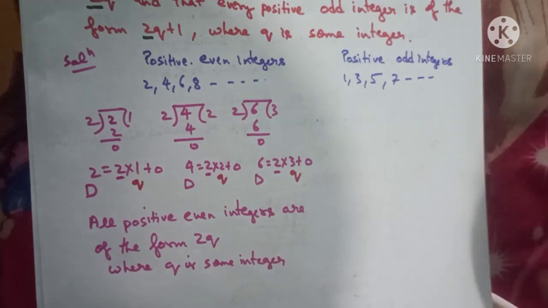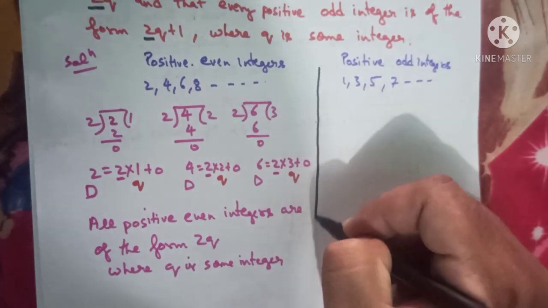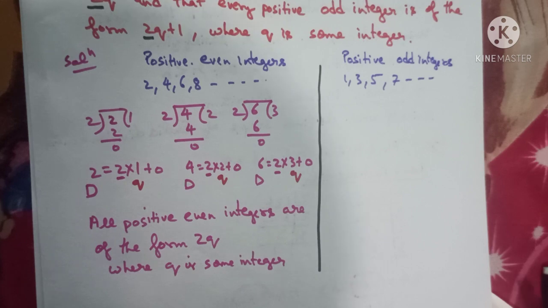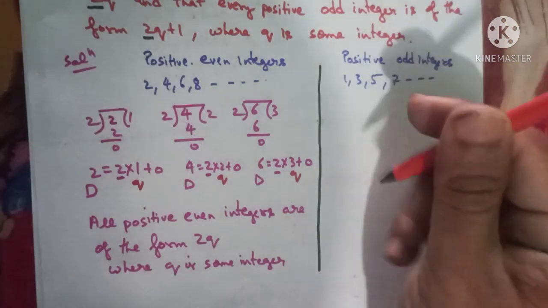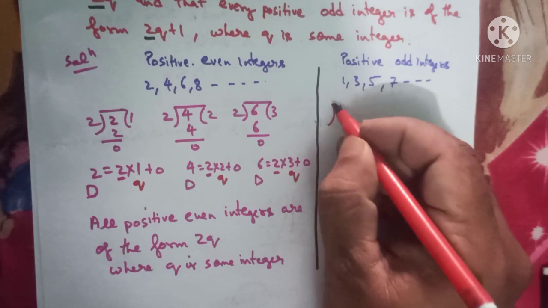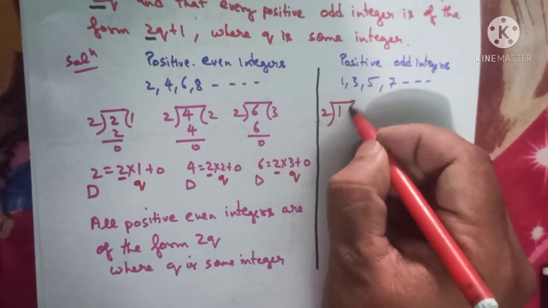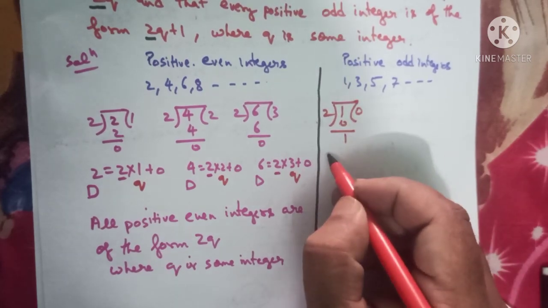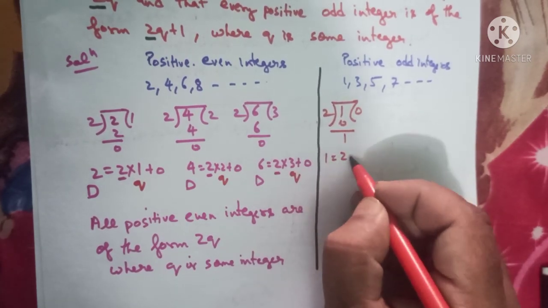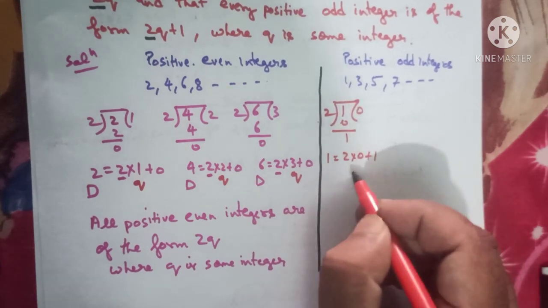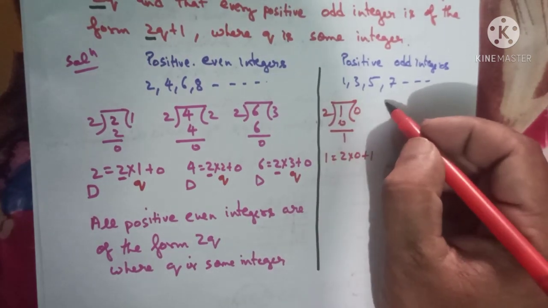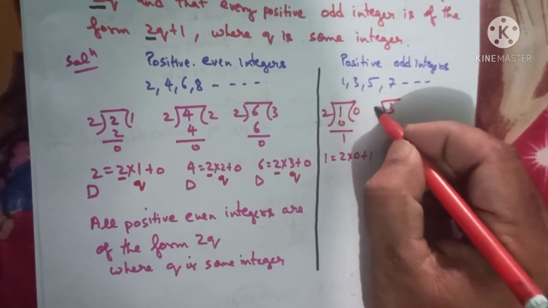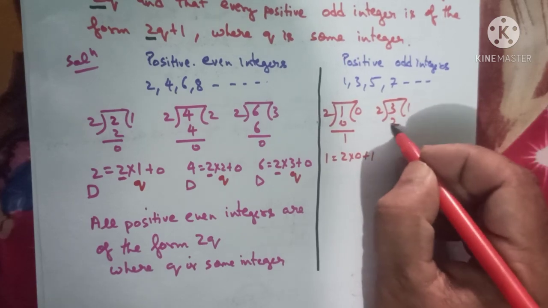Now let us see about the positive odd integers. If we take a look at the positive odd integers, here we are dividing 1 by 2, so we are getting 2 zeros are 0, 1 minus 0 is again 1. So dividend 1 is equal to divisor 2 times quotient 0 plus 1. Now we are taking 3, so we are dividing 3 by again 2. So 2 ones are 2, 3 minus 2 is 1.